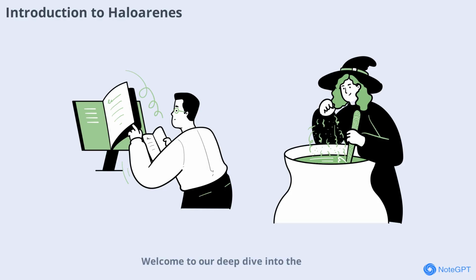Welcome to our deep dive into the fascinating world of haloarenes in organic chemistry. Haloarenes, also known as aryl halides, are aromatic compounds where one or more hydrogen atoms of the aromatic ring are replaced by halogen atoms. These compounds play a significant role in both academic research and industrial applications.